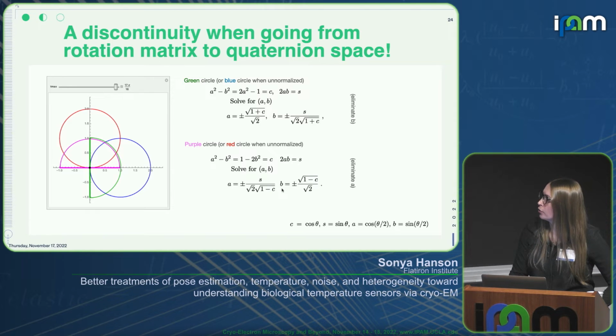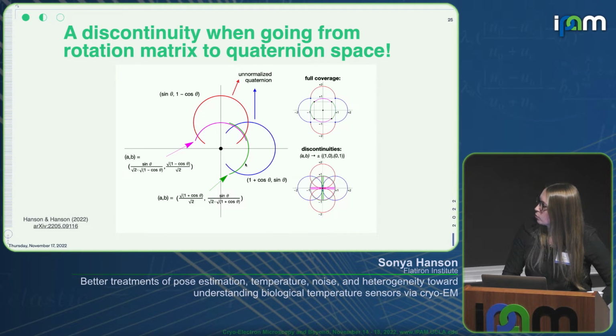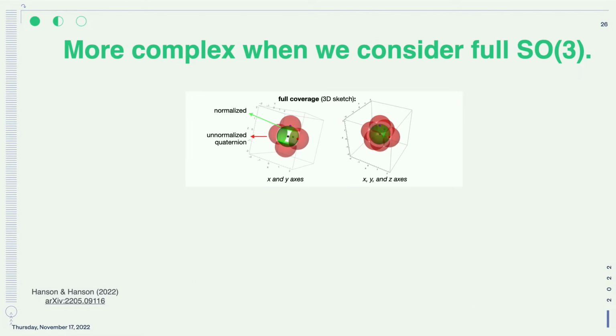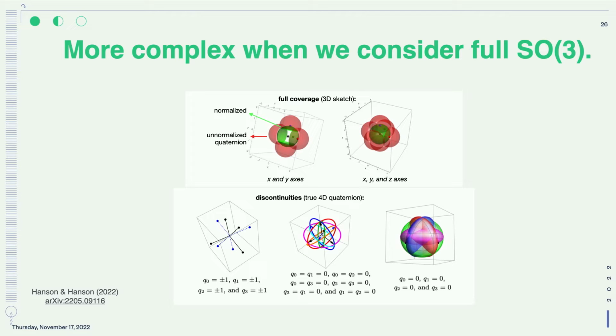However, if you stay in an unnormalized state, where you look at these rings out here, the blue and the red, and you don't do this division by the 1 plus or 1 minus cosine terms, you never end up finding these discontinuities. So you can get full coverage of your space without discontinuities by staying in this unnormalized, expanded space of the quaternions. Here, just to show what full coverage and these discontinuities are in 2D space, and we can also do the same thing in full SO3. It looks similar, but it's harder to visualize what these discontinuities are.